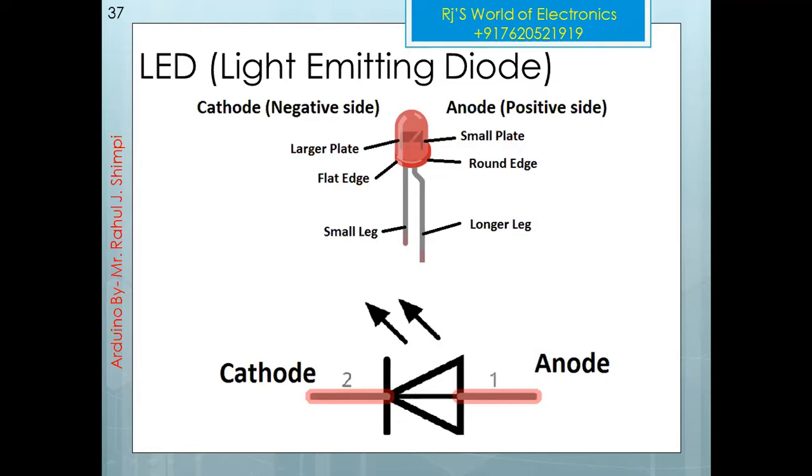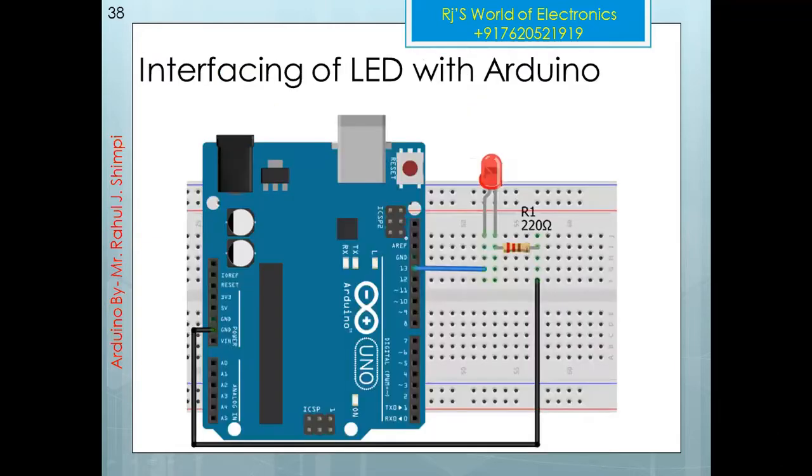Let us see the image of the external LED that is required for this experiment. It has two terminals. The longest terminal is anode and the shortest terminal is cathode. Let us see the connection circuit details. Connect anode of the LED to any digital pin of the Arduino and the cathode terminal of LED to the ground pin of the Arduino through a current limiting resistor.